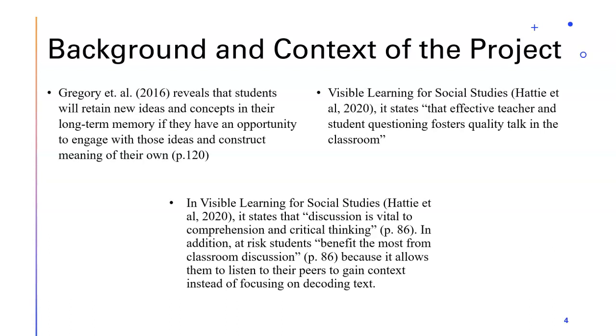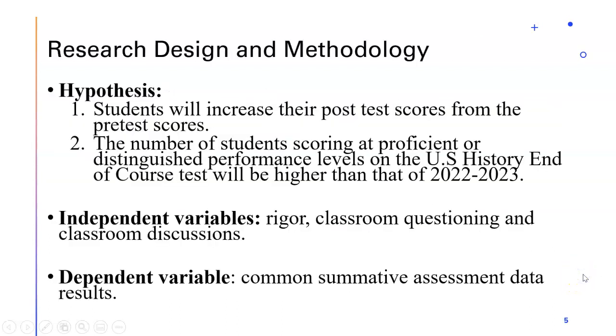Drawing from Visible Learning for Social Studies, the importance of effective questioning by both teachers and students for fostering quality conversation in the classroom emphasizes the pivotal role of questioning in promoting critical thinking, which is vital in enhancing 21st century skills. Additionally, Hattie and other authors state that classroom discussion is particularly beneficial for our at-risk students. By engaging in discussion and listening to peers, these students can gain context and understanding, potentially overcoming challenges associated with text decoding.